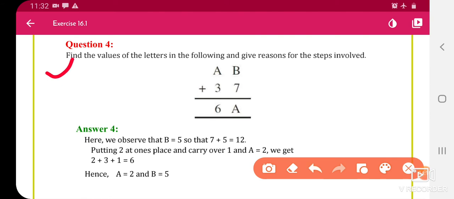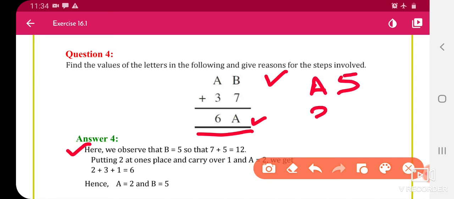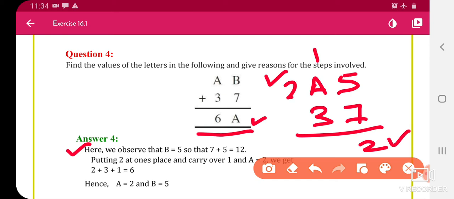Next is question number 4. Same, we have to find the value of A and B and also A here. Okay, so in this solution we have to find the value of A, B, and also here A, because the result is given here. So we observe that B equals 5, so 7 plus 5 is 12. We have to put the value of B equal 5. So this 7 and 5 is 12. After that carry 1. So here are 2. So here also 2. 2 and 1 is 3 and 3 is 6.